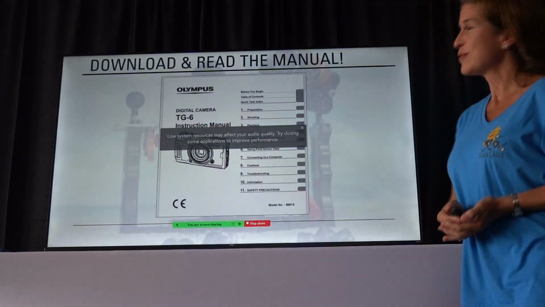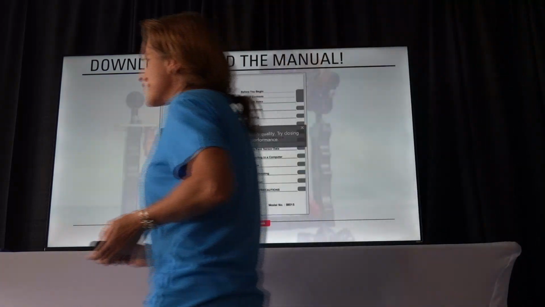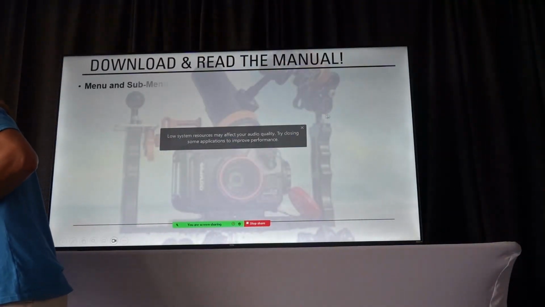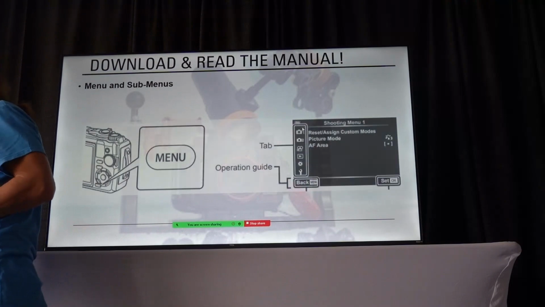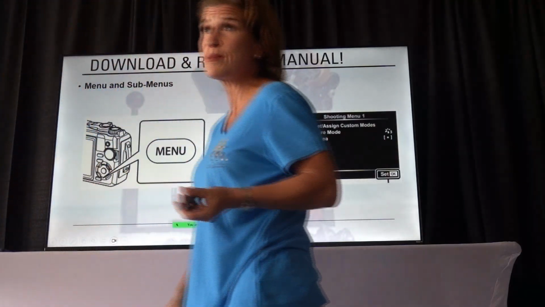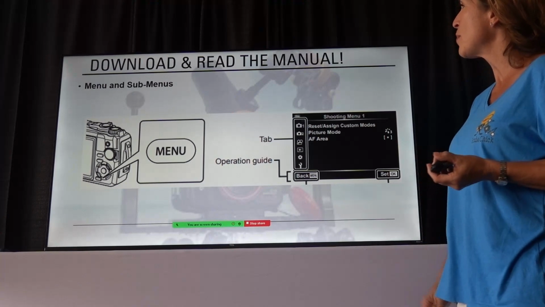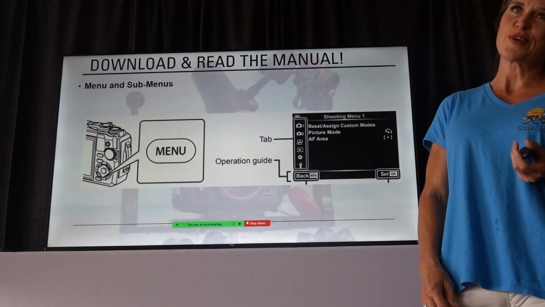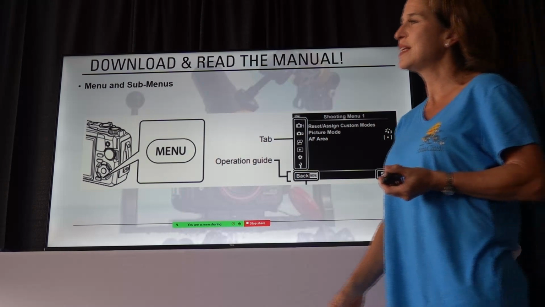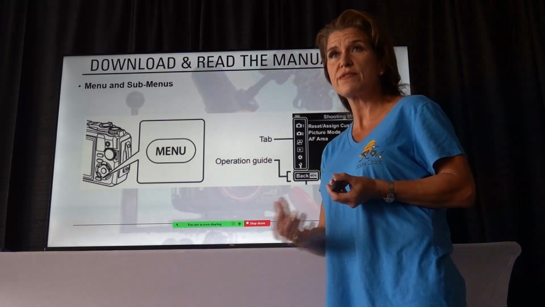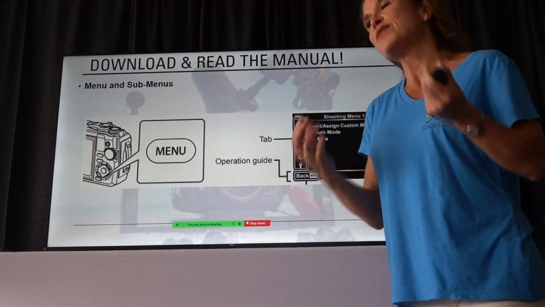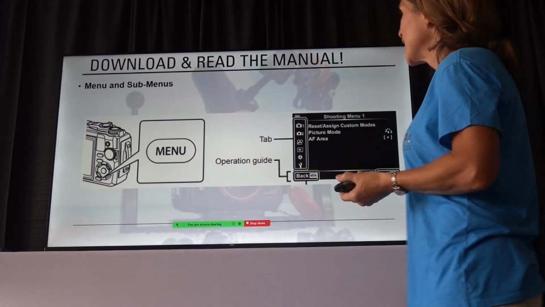Download and read the manual. The first thing, number one, it does not come from the factory with a manual. You have to go online, just as you do with so many things these days, and download the manual. But it is important, and you will never get the value out of the camera or its functions if you don't devote some time to it, like anything else in life.